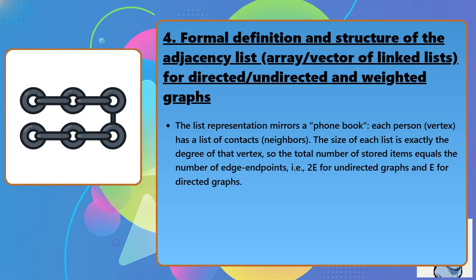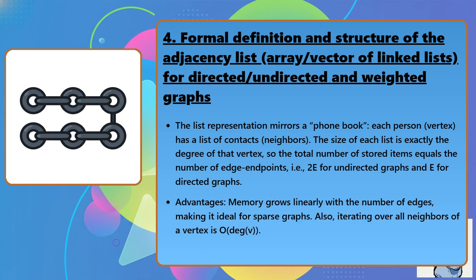Self loops: if an edge (i, i) exists, we simply add i to Adj[i], once for undirected, once for directed. The list representation mirrors a phone book. Each person, or vertex, has a list of contacts, or neighbors. The size of each list is exactly the degree of that vertex, so the total number of stored items equals the number of edge endpoints: 2E for undirected graphs and E for directed graphs. Advantages: memory grows linearly with the number of edges, making it ideal for sparse graphs. Also, iterating over all neighbors of a vertex is O(degree(v)).